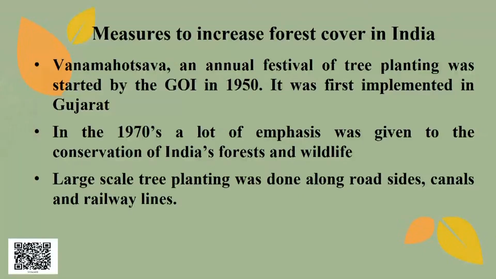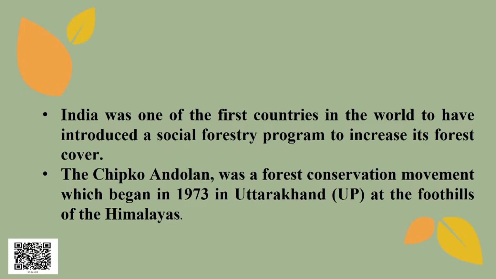So, there are major drives initiated by the Government of India to increase the forest cover in India. One is Van Mahotsav, an annual festival of tree planting, started by the Government of India in 1950. It was first implemented in Gujarat. In the 1970s, lots of emphasis was given to the conservation of India's forests and wildlife. Large-scale tree planting was done along roadsides, canals and railway lines too. India was one of the first countries in the world to have introduced a social forestry program to increase its forest cover.